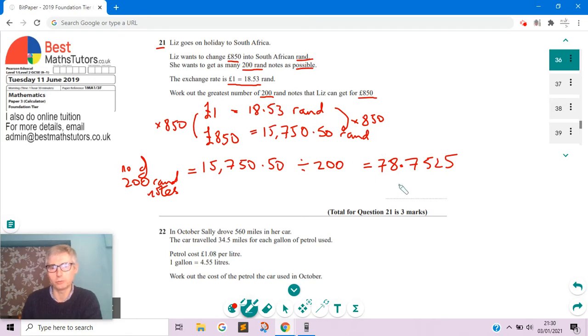So the number of whole 200 Rand notes we can get is just 78, because this 0.7525 is only part of a 200 Rand note. So we can get 78 200 Rand notes.